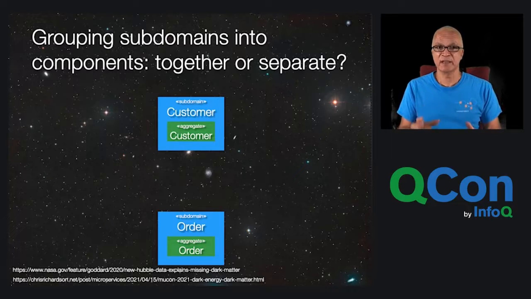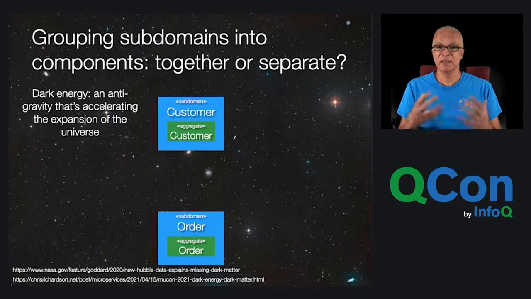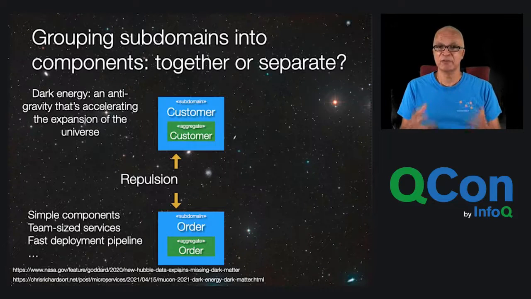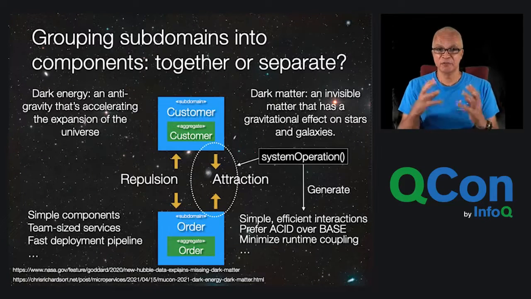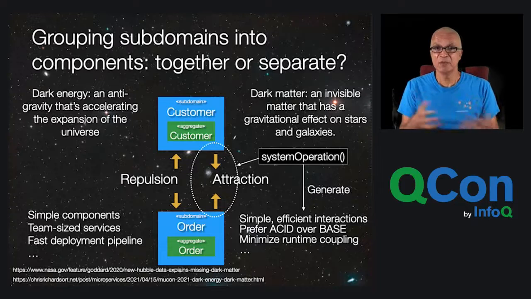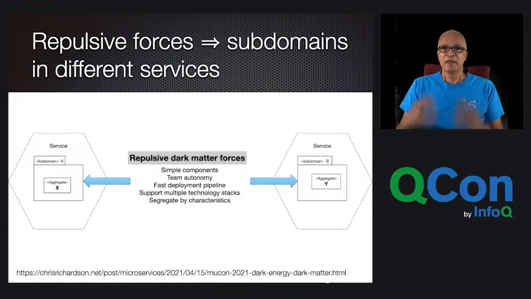I use the metaphors of dark energy and dark matter to describe the conflicting forces that you must resolve when making this decision. Dark energy is an anti-gravity that's accelerating the expansion of the universe. It's a metaphor for the repulsive forces that encourage you to put subdomains in different services. Dark matter is an invisible matter that has a gravitational effect on stars and galaxies. It's a metaphor for the attractive forces that encourage you to put subdomains together in the same service. These forces are actually a refinement of the architectural quality attributes I described earlier: deployability, testability, along with loose coupling, and so on. Let's first look at the repulsive forces that encourage decomposition.